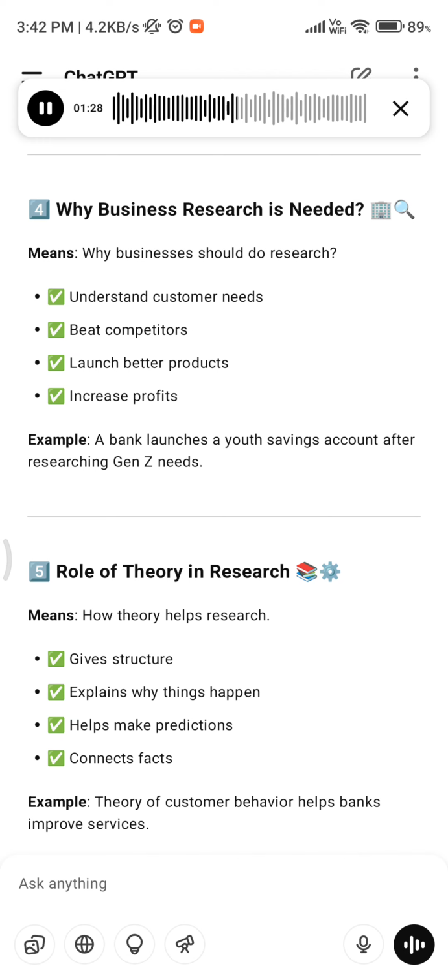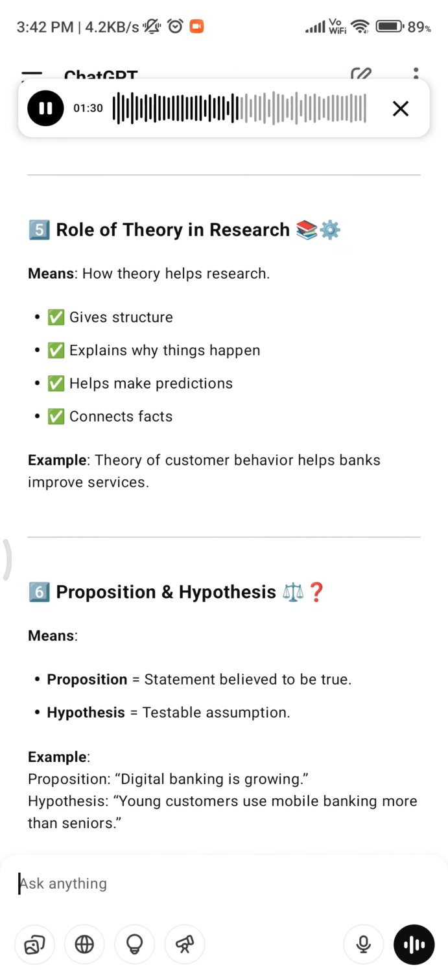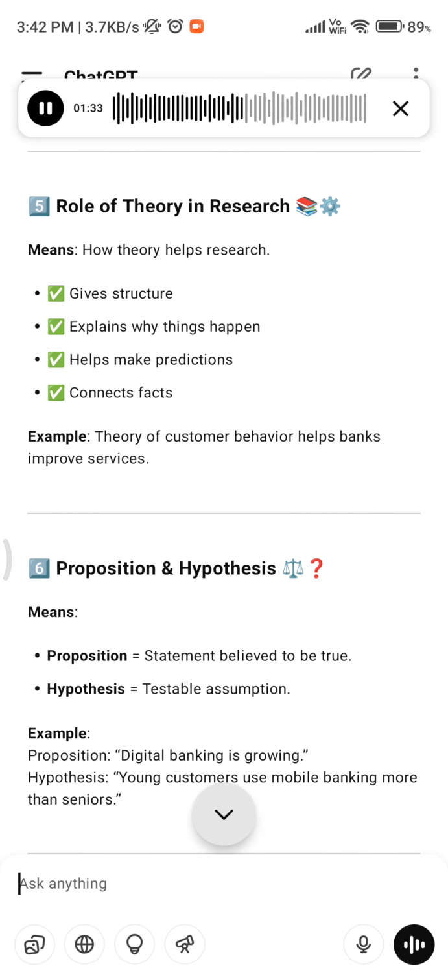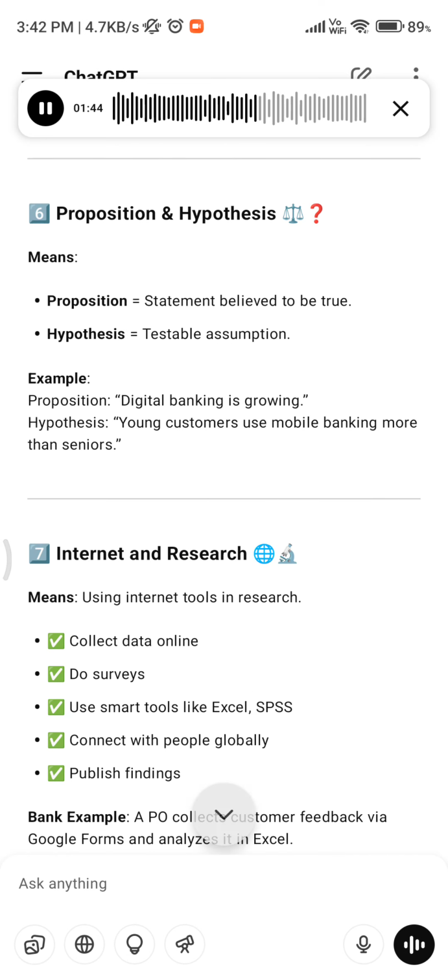5. Role of theory in research. Means, how theory helps research: gives structure, explains why things happen, helps make predictions, connects facts. Example: theory of customer behavior helps banks improve services. 6. Proposition and hypothesis. Means, proposition: statement believed to be true. Hypothesis: testable assumption. Example, proposition: digital banking is growing. Hypothesis: young customers use mobile banking more than seniors.